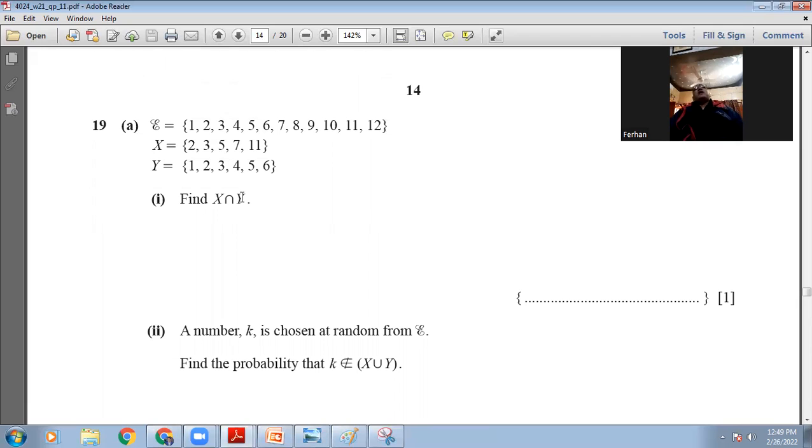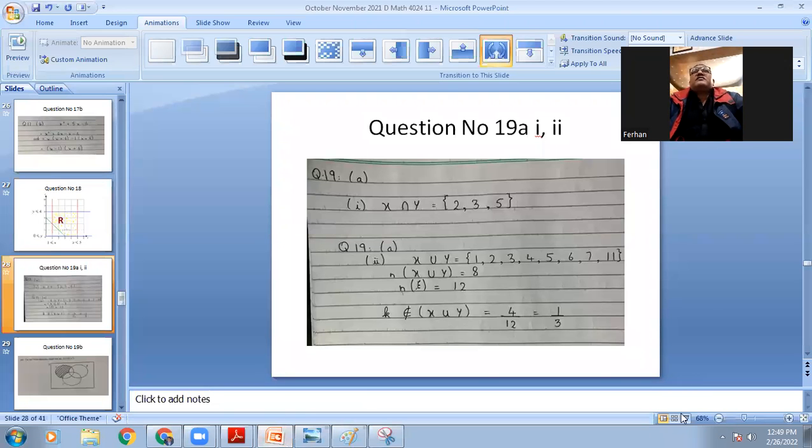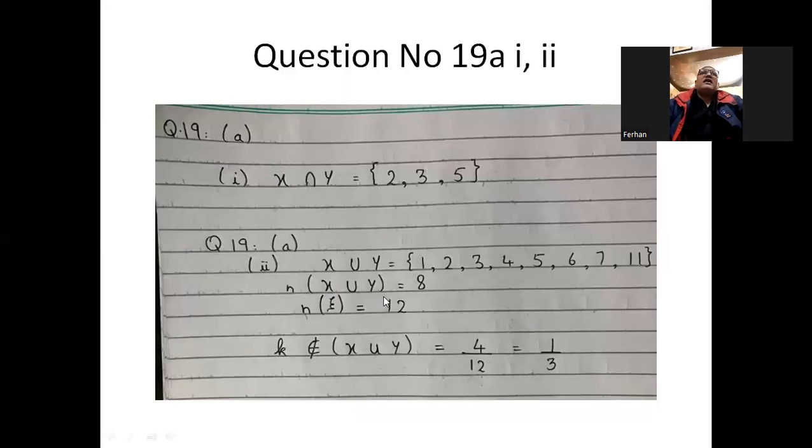So the K member should be not in X, nor should it be in Y. Let me show you how this is done. First of all, I will find X union Y. X union Y means you write all the members of X and Y, but do not repeat any member. So X union Y will be 1, 2, 3, 4, 5, 6, 7, 11. So there are 8 members in X union Y, and there are 12 members in the universal set.